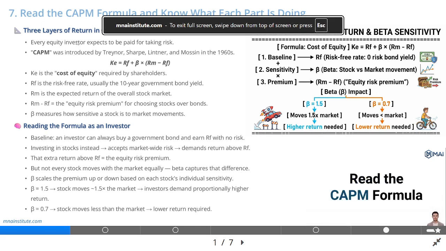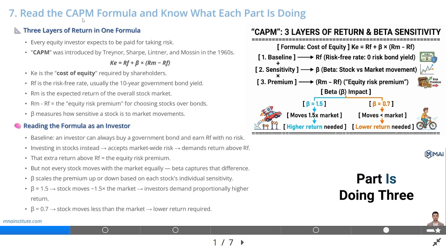7. Read the CAPM formula and know what each part is doing. 3 layers of return in one formula. Every equity investor expects to be paid for taking risk. CAPM, the capital asset pricing model, introduced by economists Jack Treynor, William Sharpe, John Lintner, and Jan Mossin in the 1960s, captures that logic in a single formula.